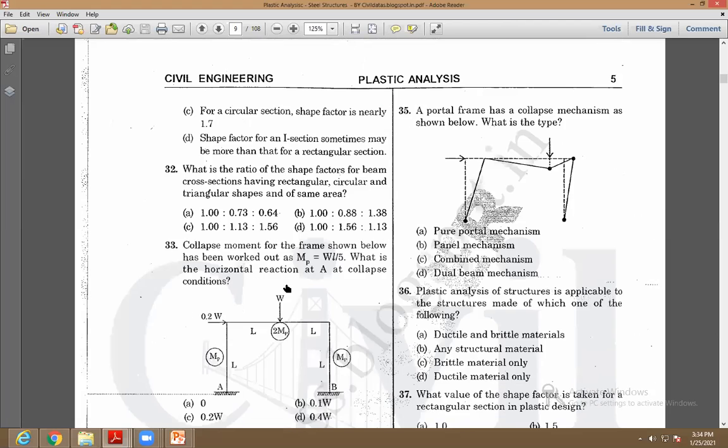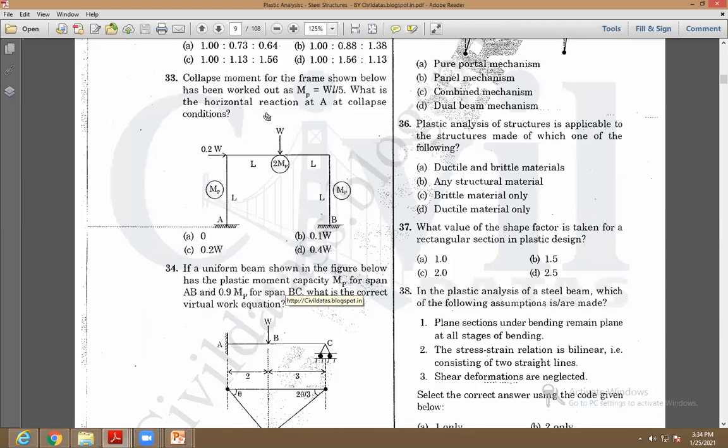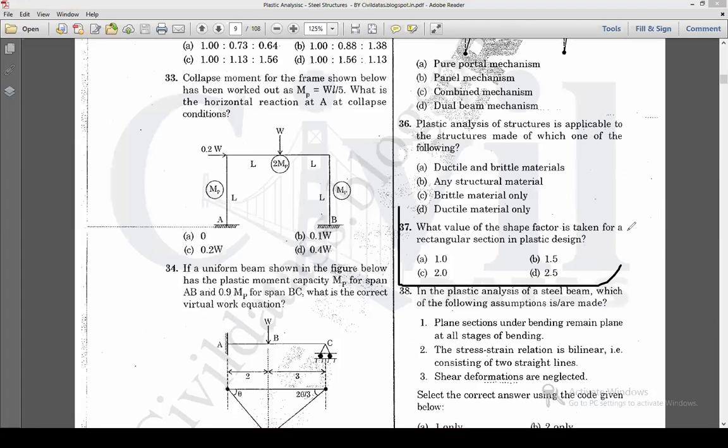Now the question is this commonly asked question: what is the shape factor for rectangle section? 1.5. 1.5, that is B, correct.